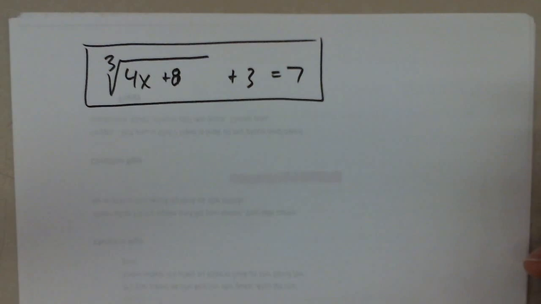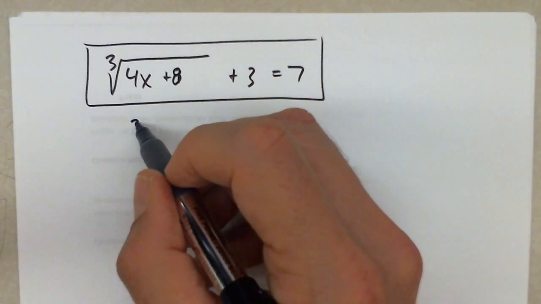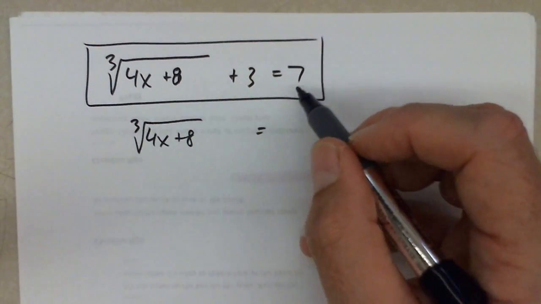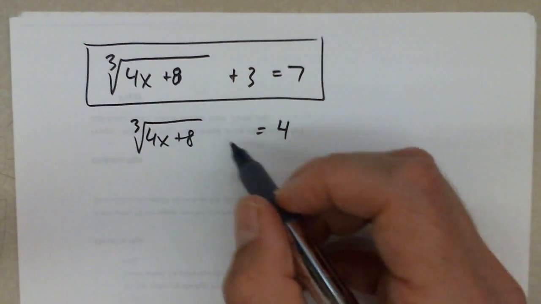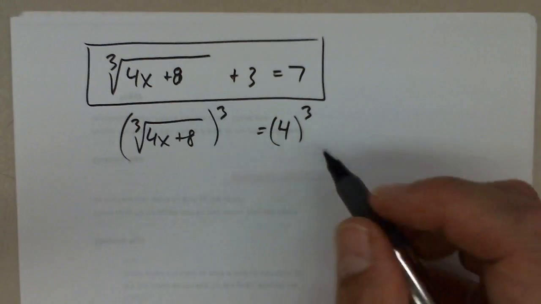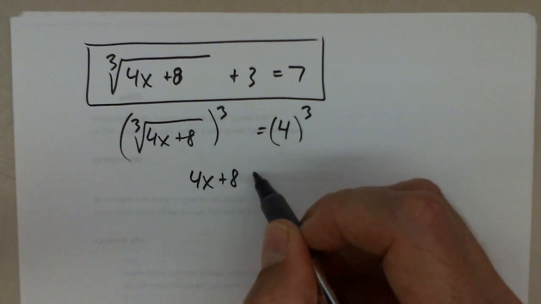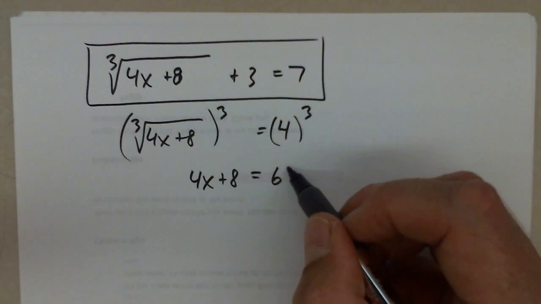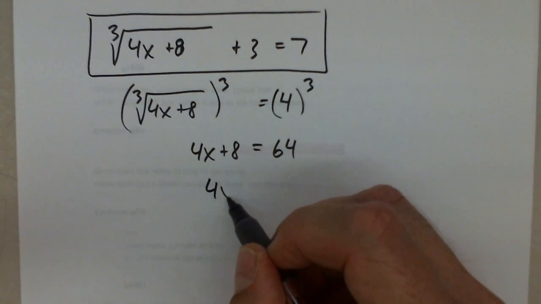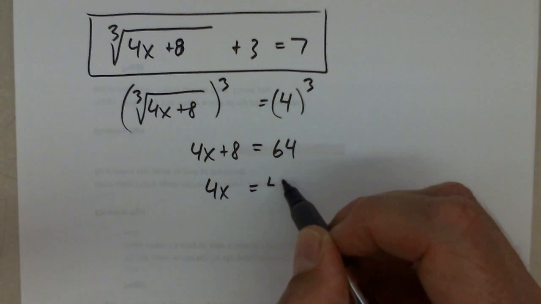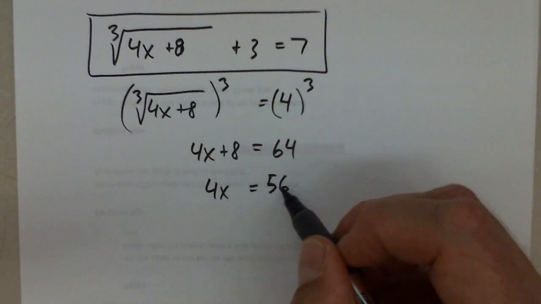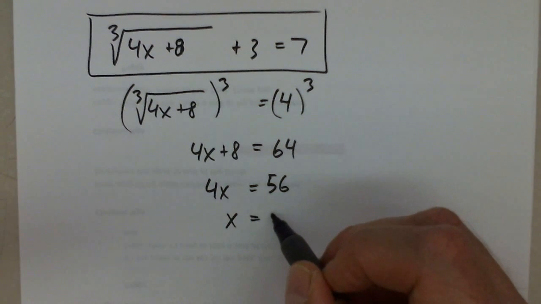All right, try that one. Pause and try that one. We have minus 3. We have to cancel the cubed root. Minus 8. And divide by 4.